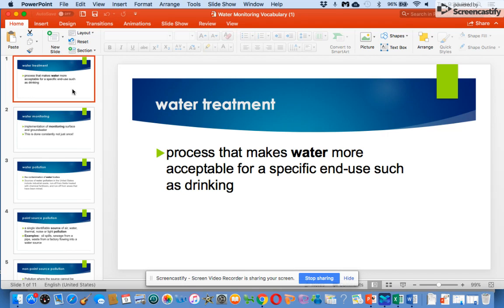Now, water treatment is the process that makes water more acceptable for a specific use, such as drinking, cooking, washing your clothes. Now, we live in the United States of America, and we pretty much have good water treatment because we have the money to build facilities to clean our water. Whereas some of these poor countries, what we call third world countries, they don't have this money. They don't have enough money to build water treatment.